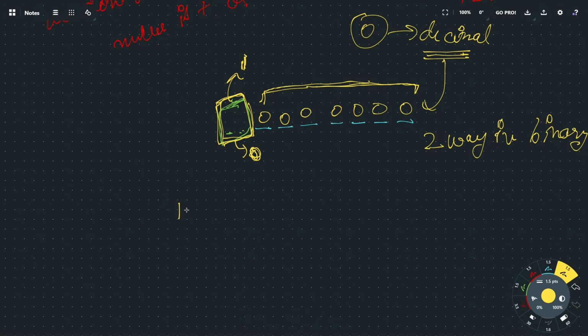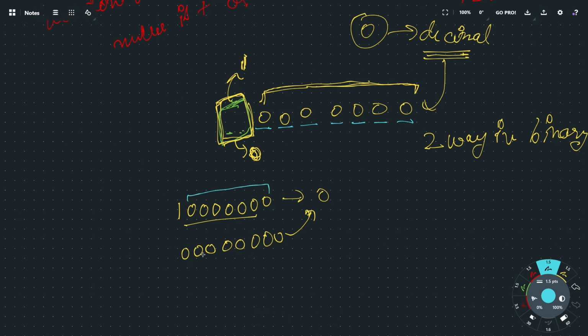So 1, 2, 3, 4, 5, 6, 7. This represents 0, and 1, 2, 3, 4, 5, 6, 7, 8. This also represents 0, right? Because the only thing we care about is this part. This part is the sign bit, it doesn't contribute to value, and if we check this part, it comes out to be 0. So there's an issue.